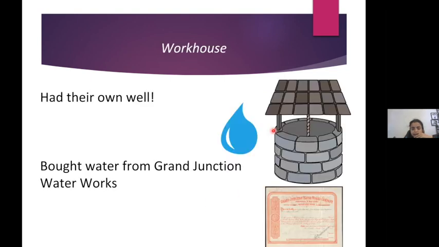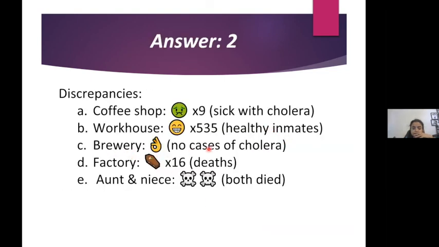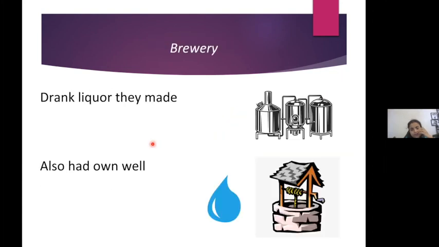The brewery, just to go back: there are no cases of cholera. Everyone is fine. So what are these people doing? They drank their own liquor. What a fantastic way of avoiding an epidemic, right? Just make your own liquor. And they also had their own well, so they don't use the Broad Street pump.